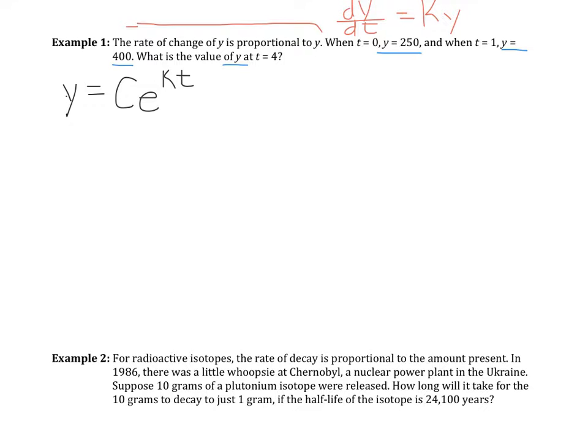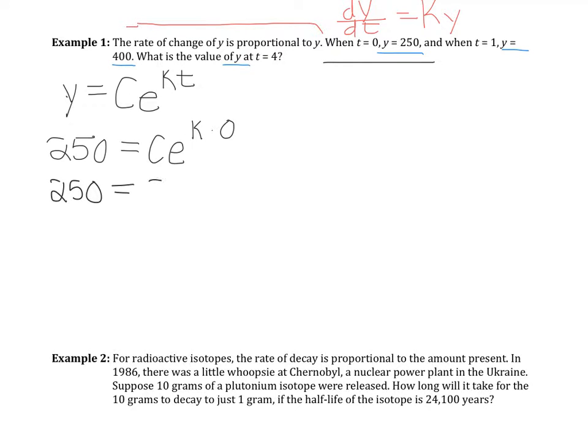All right, so now we just need to start using the information that they've given us. And we're going to start with this first piece. When t equals 0, y equals 250. All right, so let's plug that in. So y is 250 when t equals 0. Right, notice we don't know what c and k are, but we're going to slowly start to figure it out. All right, so that gives us 250 equals c e to the 0, which means that 250 equals c.